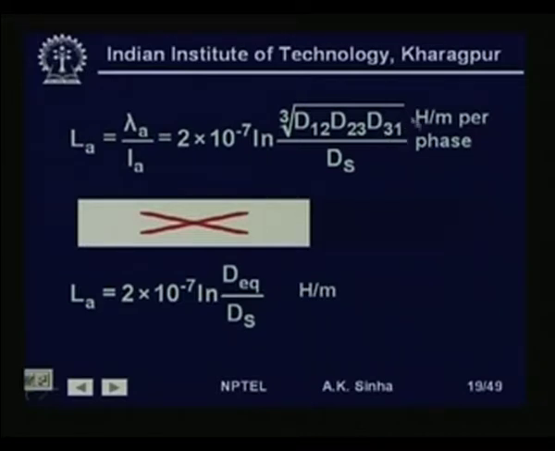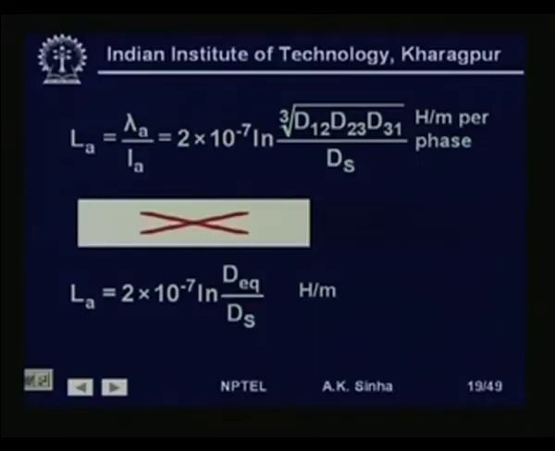equivalent distance D_EQ, and therefore, we can write L_A is equal to 2 into 10 to the power minus 7 ln of D_EQ by Ds, where this D_EQ or the equivalent distance between the phase conductors is like saying that this is the equivalent equilateral distance between the 3 phase conductors. That is, if we would have made equilateral spacing for the 3 phase conductors, then we would have had this distance between them.